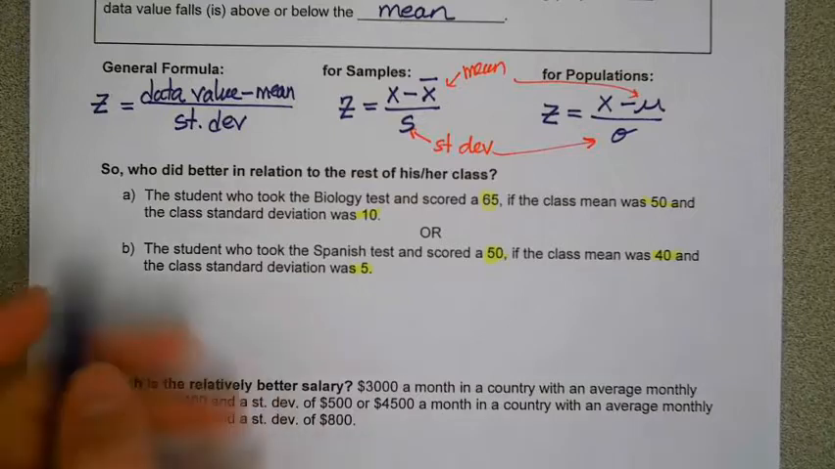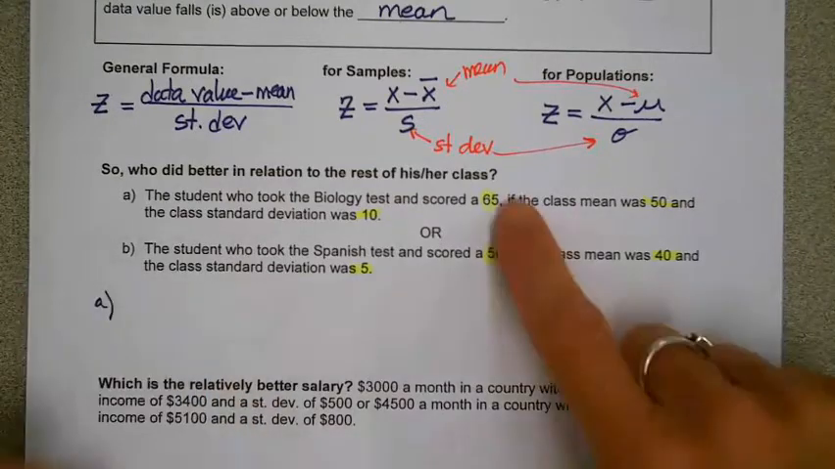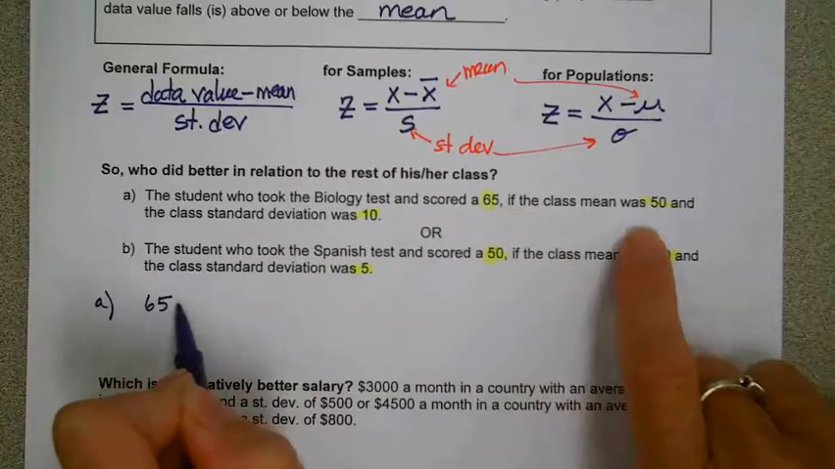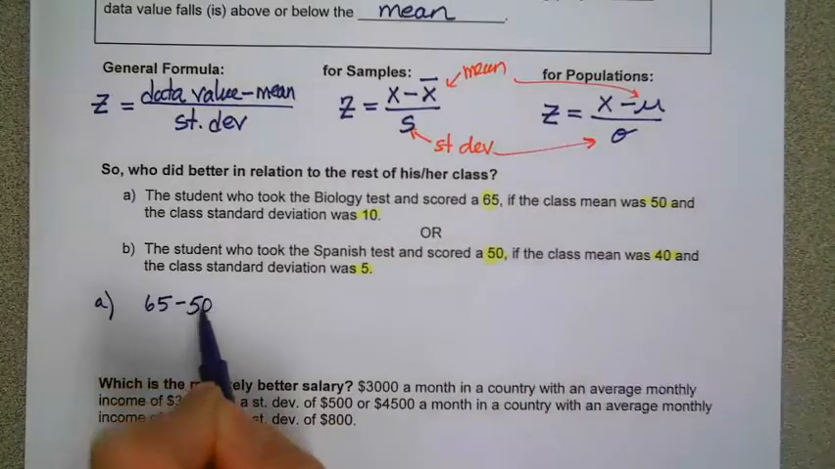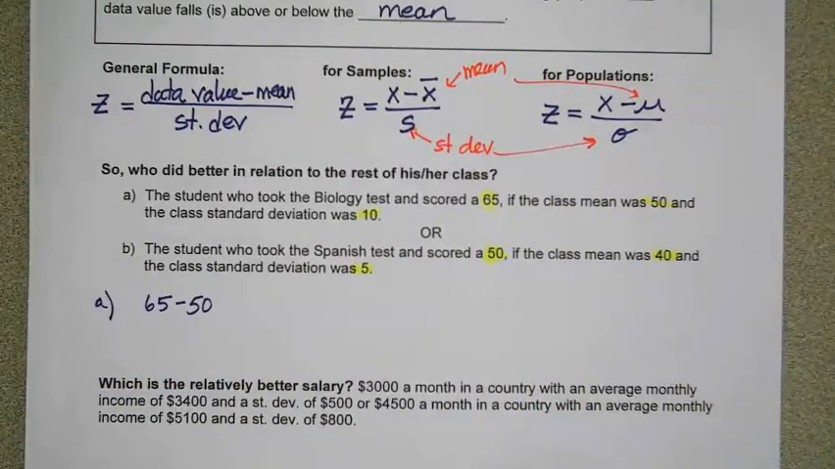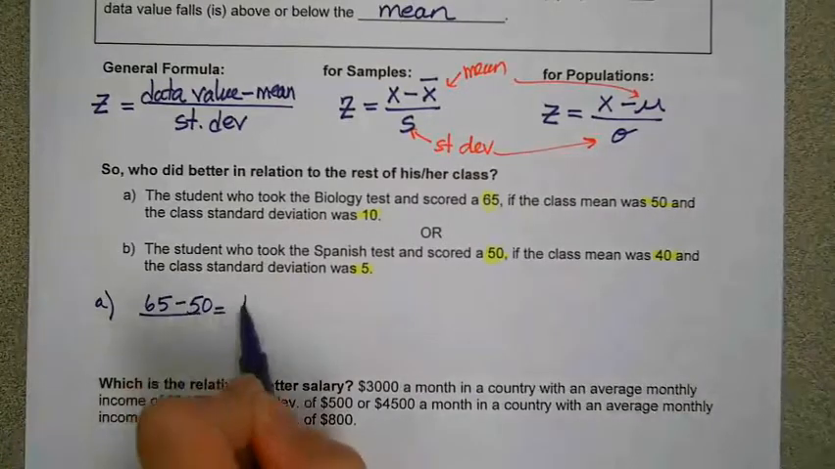So let's do student A, the bio test. We're saying 65 compared to 50. So we know how many points above the mean they were. Just subtracting, they were 15 points above the mean.